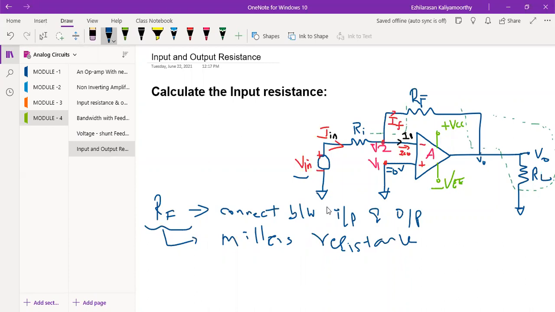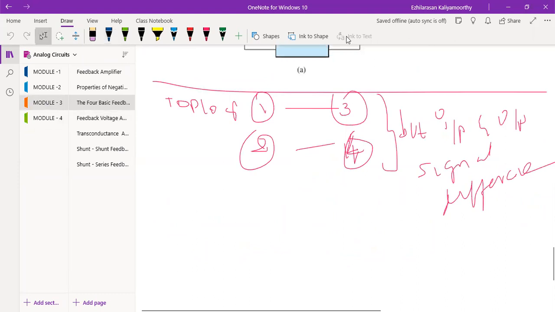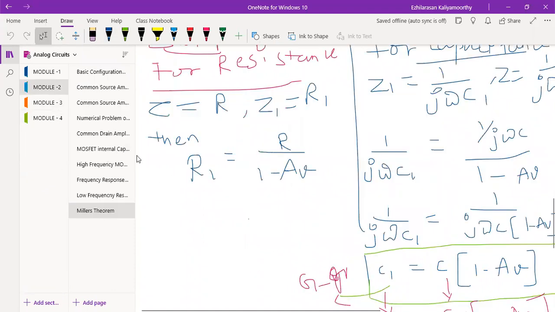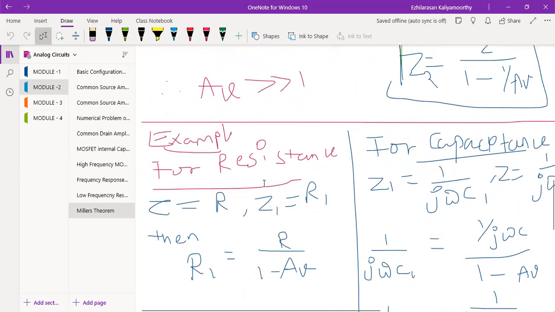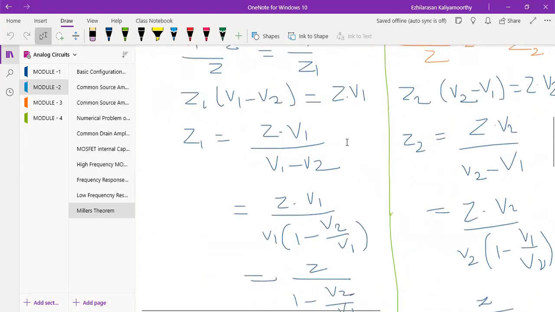I hope you remember that in the previous classes we studied the common source amplifier, where we had a capacitor between the input and the output stage. There, we replaced it by the equivalent Miller's capacitance. I hope you remember we did this in the previous class. To study these things once again, I request all the students to go back to Miller's theorem, which we did in module 2, and refer to it once again.